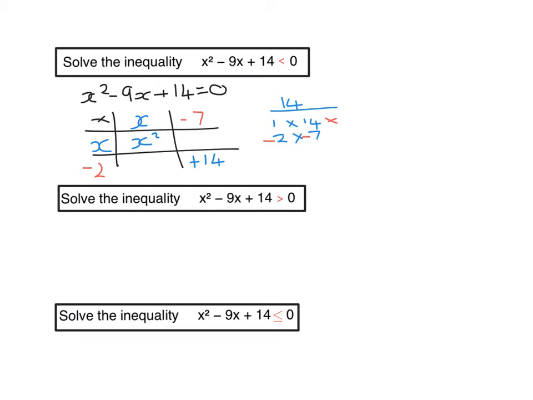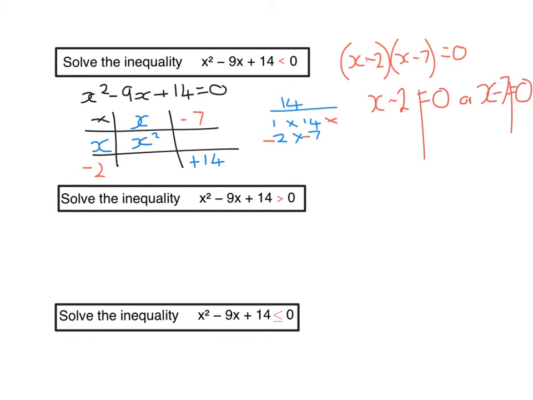So I've now got, in brackets, x minus 2, x minus 7 is equal to 0. So I can solve that. Either x minus 2 is equal to 0 or x minus 7 is equal to 0. And they're little balance methods. So add 2 to both sides, x equals 2. Add 7 to both sides, x equals 7.